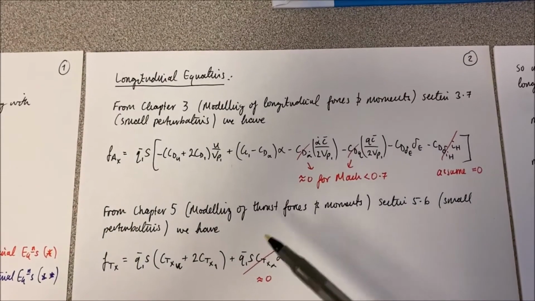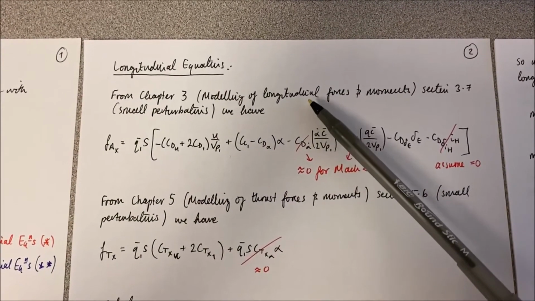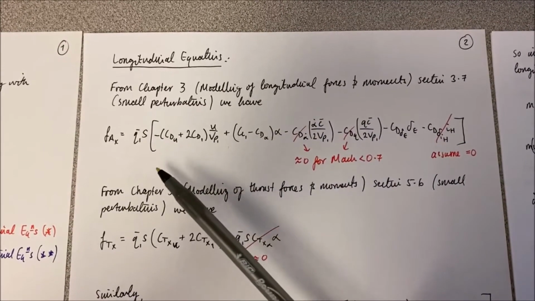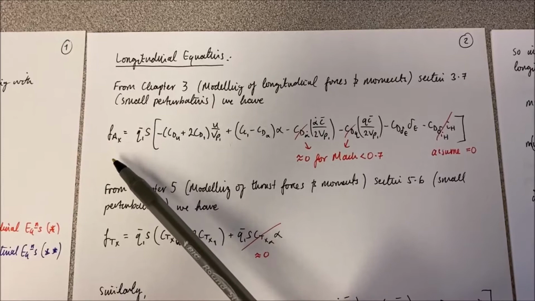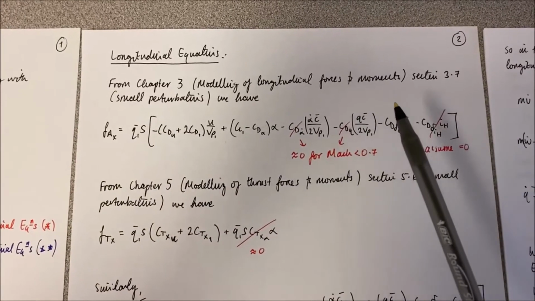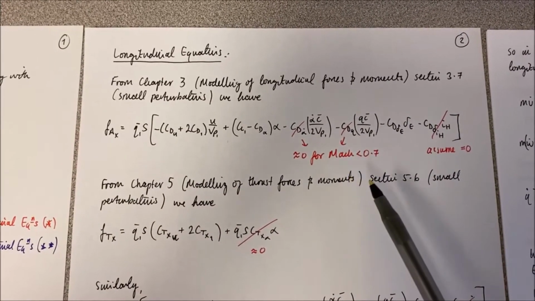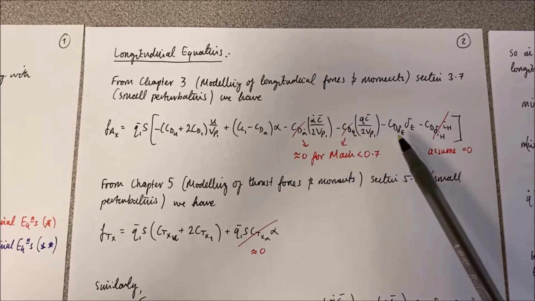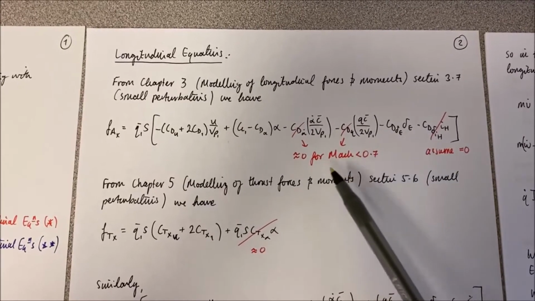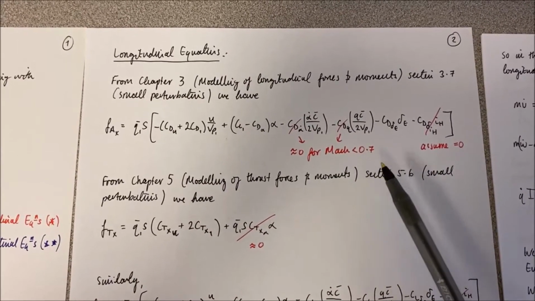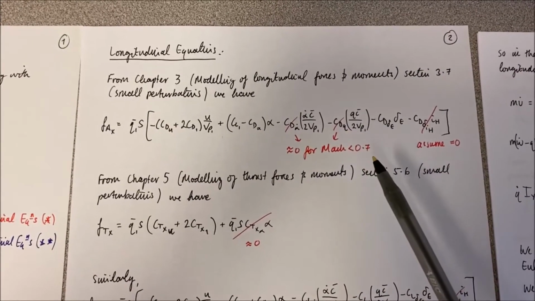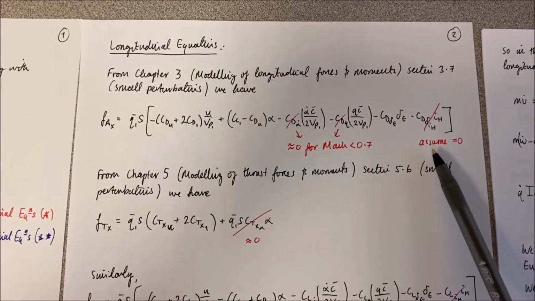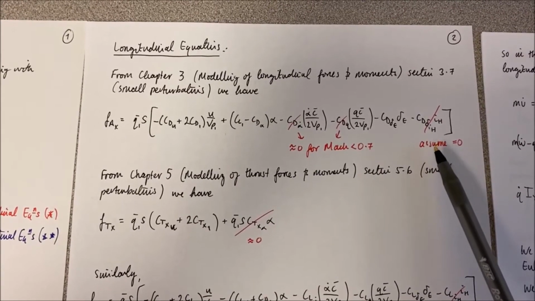So from chapter 3, where we modelled all of the longitudinal forces and moments, section 3.7 I believe it was, where we're dealing with the small perturbations, we found an expression for FAX, which was this. And then we made some assumptions to reduce this system down a little bit, and we said that these terms here were approximately 0 if we're in the subsonic region. So we're just going to assume these are 0, and we're also going to assume for convenience that we have no deflection angle of the horizontal tail.